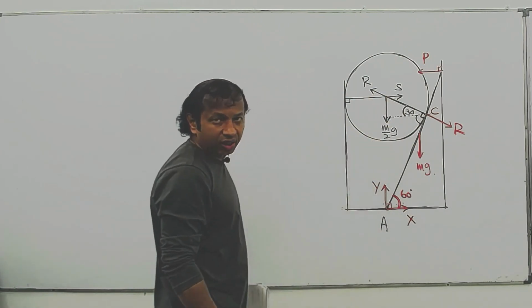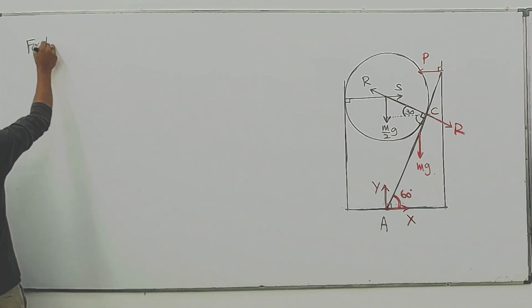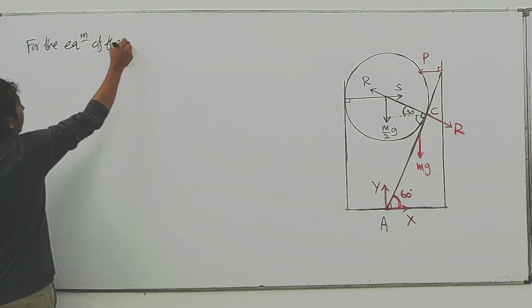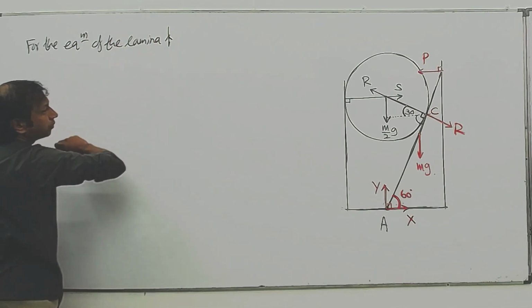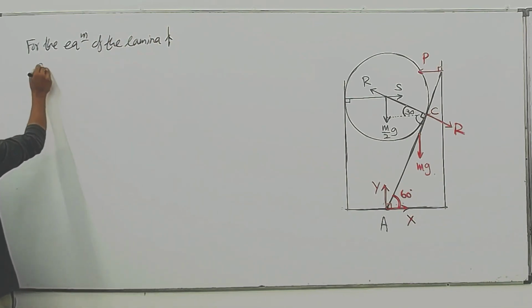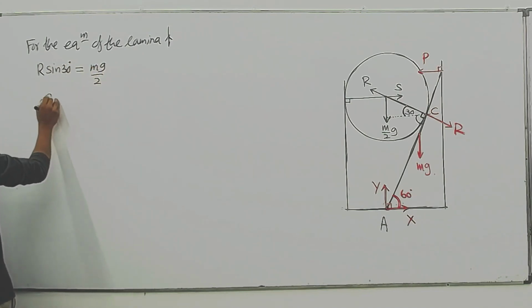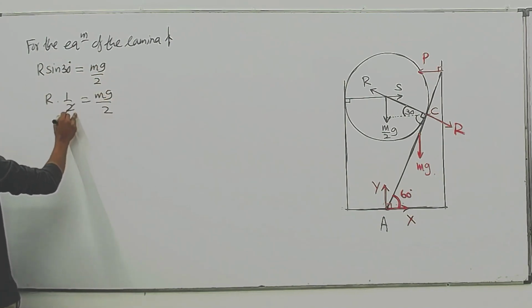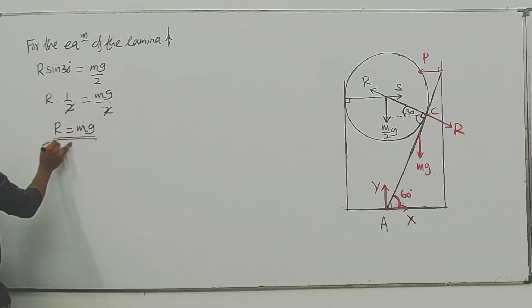Then for the equilibrium of the lamina, we can now write: resolving upwards, we get R sin 30 is equal to mg by 2. You know, people, sin 30 is half, no? This way, these two you can cancel down. R comes as mg. That's correct. That is the answer we need.